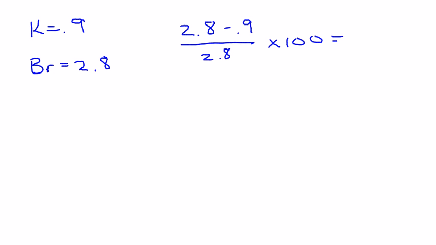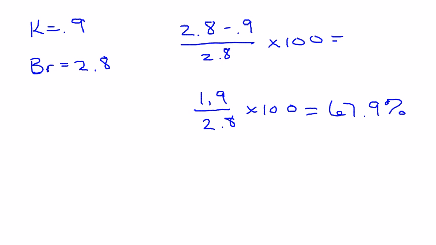2.8 minus 0.9 is going to give us 1.9. That should fill in your first column. So now we've got 1.9 over 2.8 times 100. If we divide that by 2.8 and multiply by 100, we should get 67.9% ionic character. So your percent ionic character is here. That's your second column. That means this is an ionic bond.